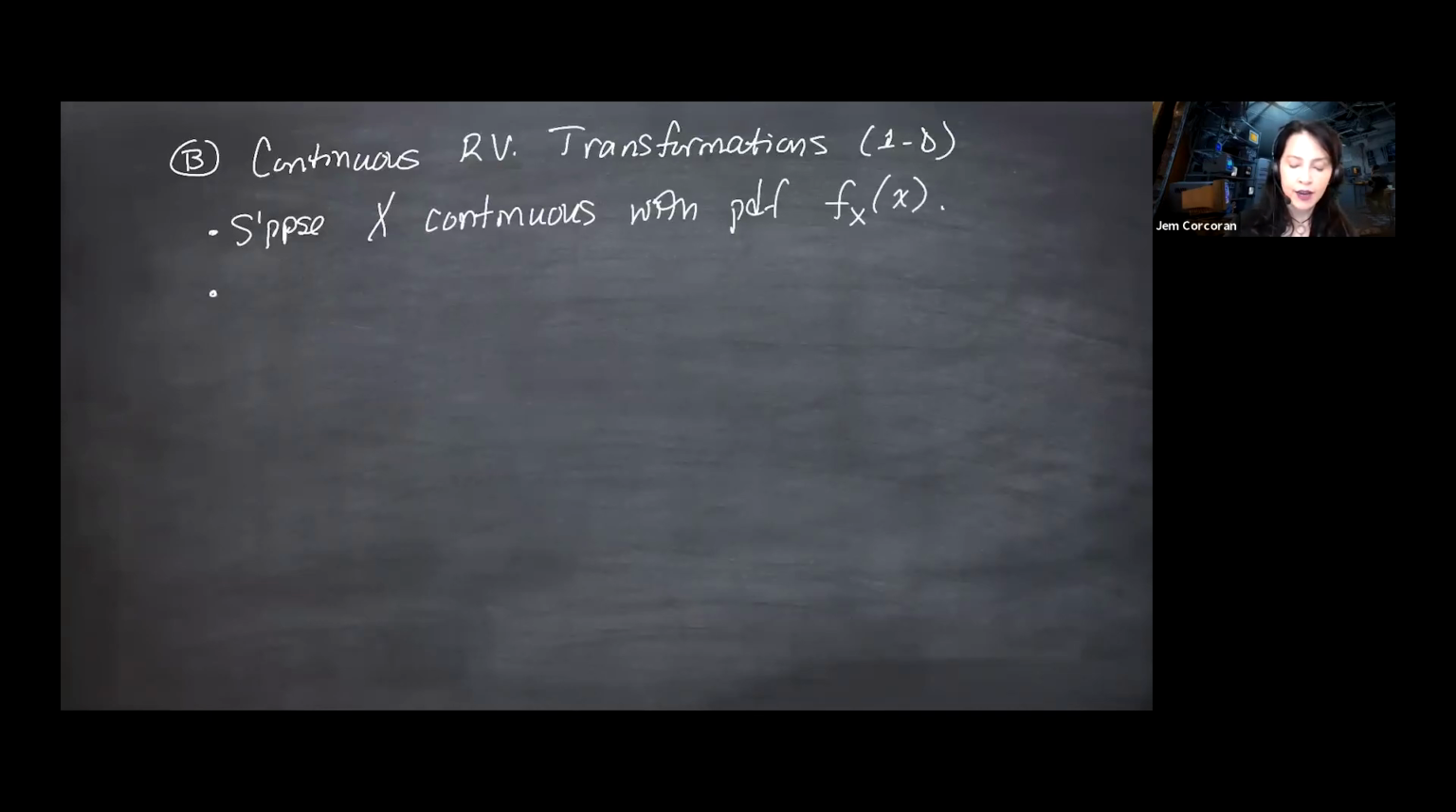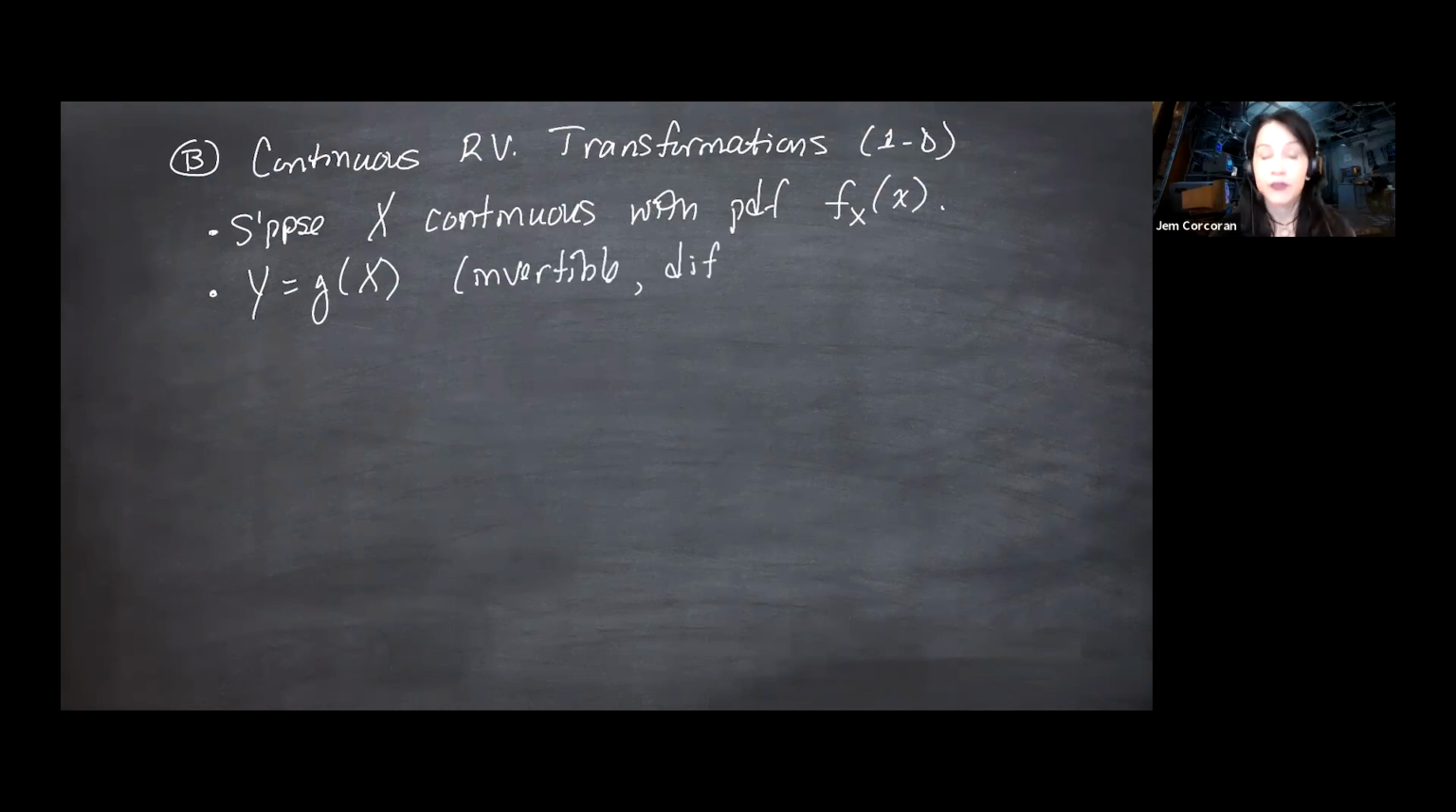And suppose we have Y that is a function of X. And suppose that it is invertible and differentiable. It doesn't have to be, but it does for this formula. The formula that I showed you at the beginning has a derivative of an inverse in it. That's not to say you can't do transformations, but we're deriving a formula in this case, so differentiable.